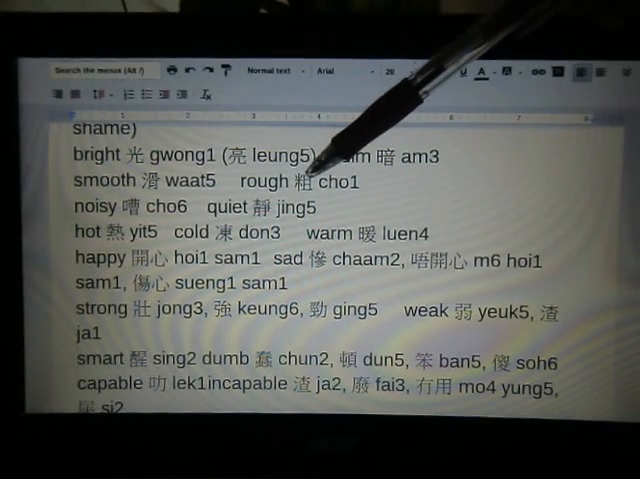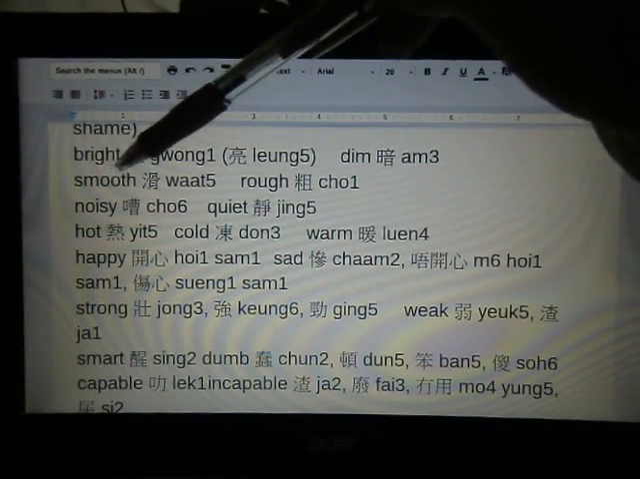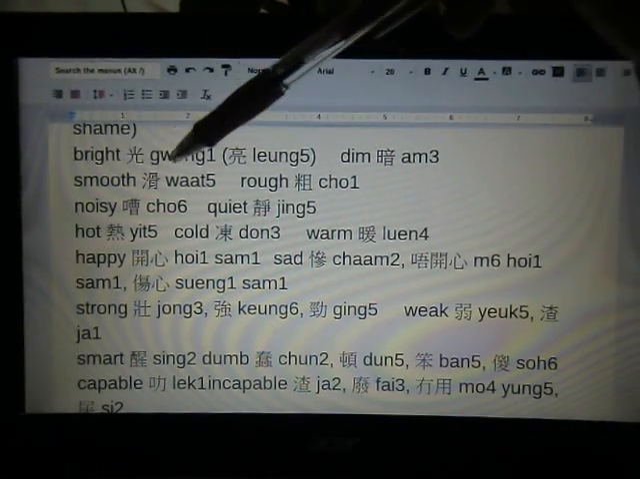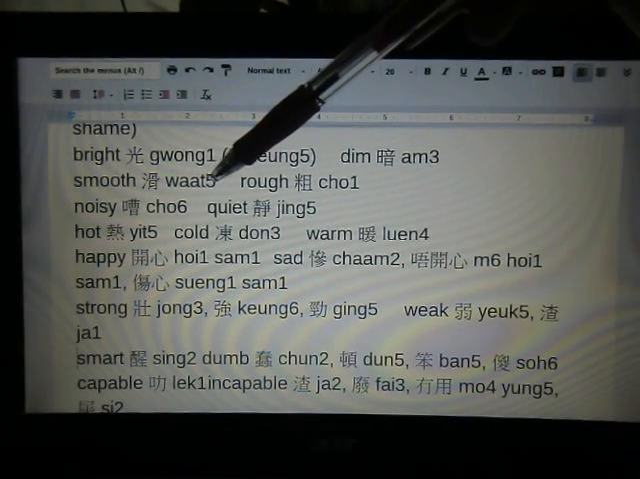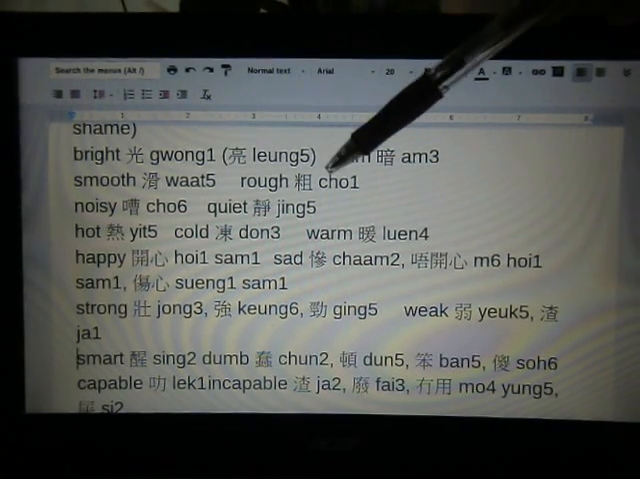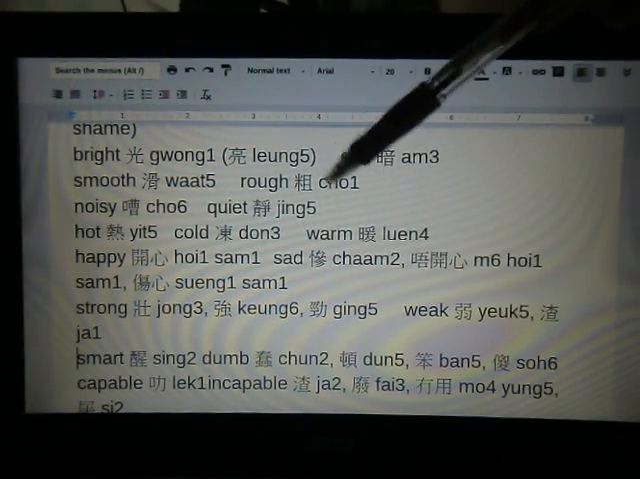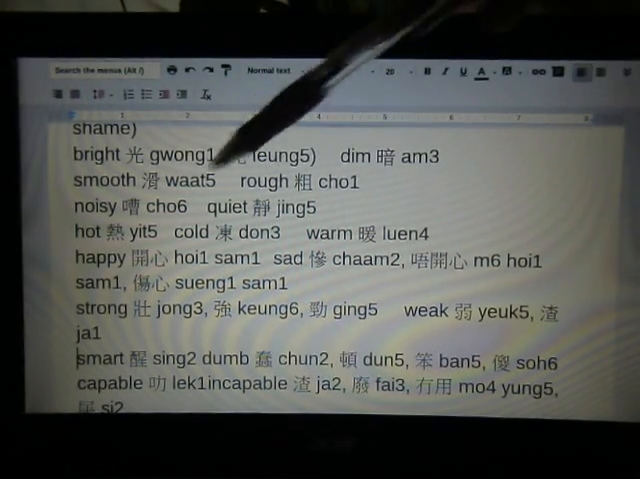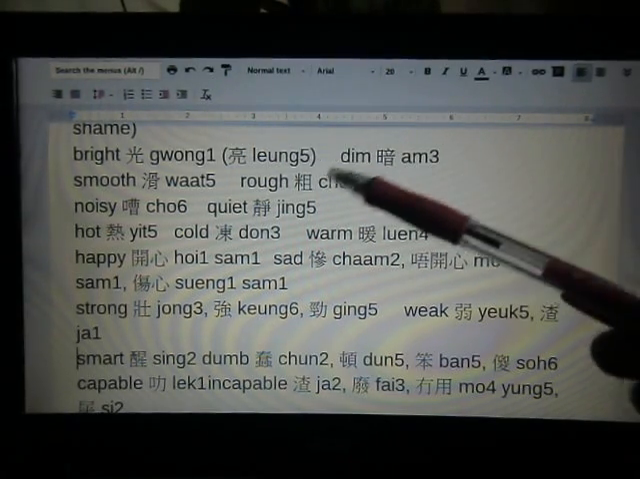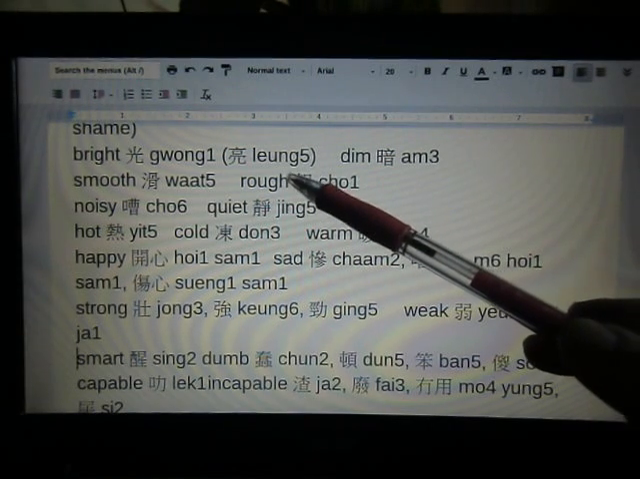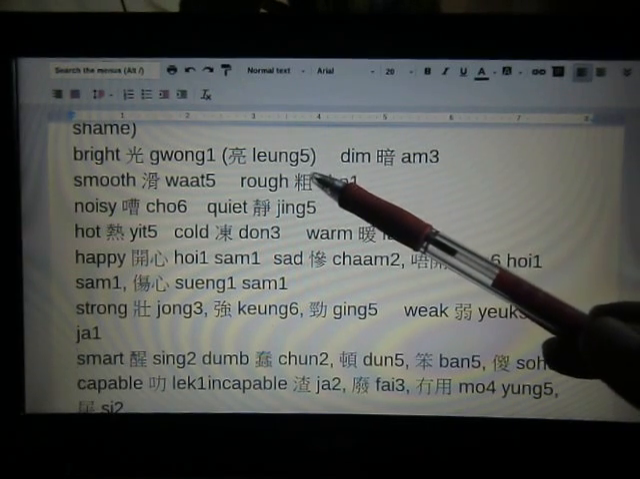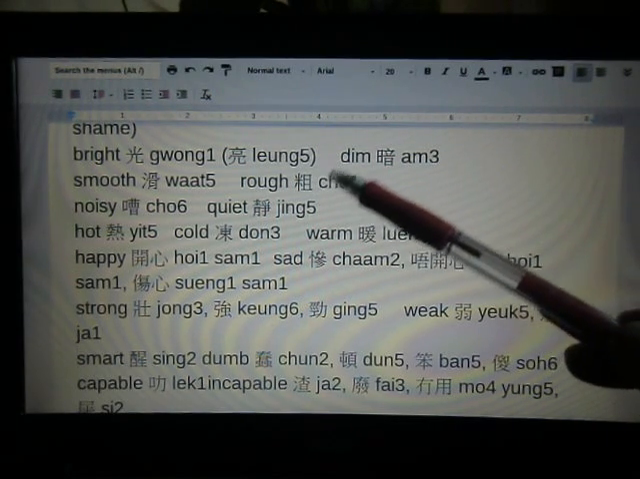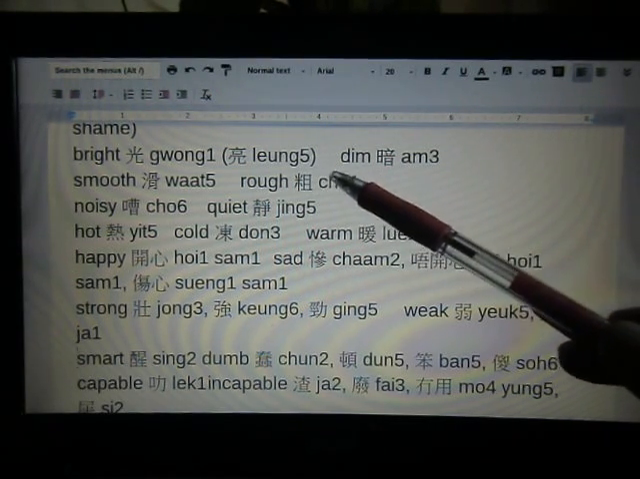And then 滑 and 粗. 滑 is smooth. Rough is 粗. Right? 粗 and 滑. Sometimes we use a more Cantonese word, but it is actually not a Chinese character, so we cannot write it. So I didn't put it here because I couldn't write it.